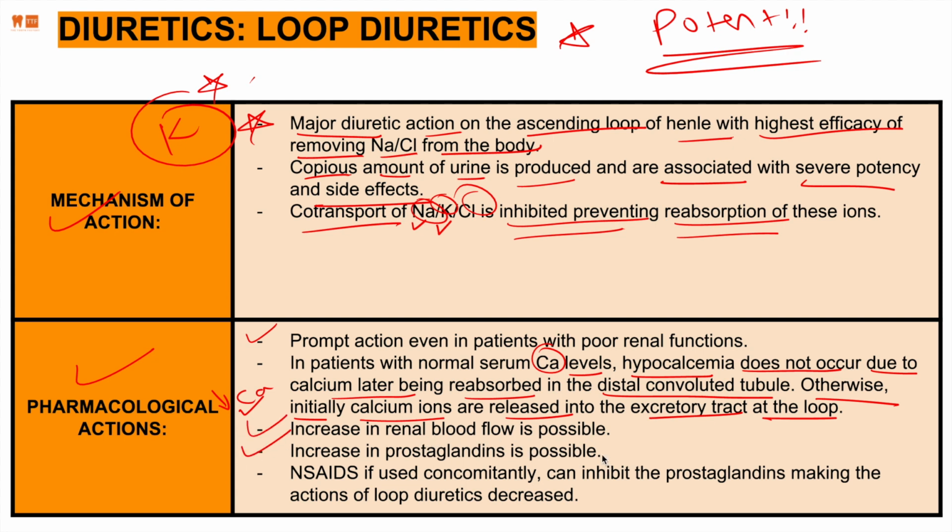Increased renal blood flow is possible. Increased prostaglandin action is possible. NSAIDs, if used concomitantly, can inhibit prostaglandin, making the action of loop diuretics decrease. So NSAIDs and loop diuretics are inversely proportional, which means if one increases, the other decreases in its action.